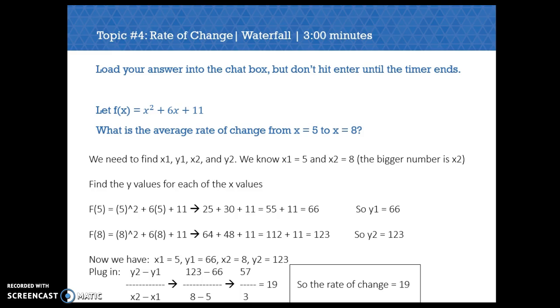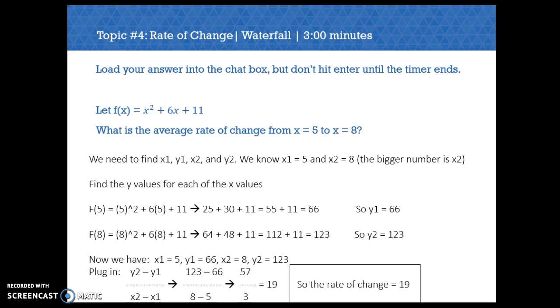So we plug in our first x. We plug in 5. 5 squared plus 6 times 5 plus 11 ends up giving us 66. So we plugged in x1 equals 5 and we got out y1, which is 66. Then we want to do the same thing for the second x value. We plug in x equals 8. So plug in an 8 anywhere you see that x. That gives us 8 squared plus 6 times 8 plus 11, which equals 123. So x2 was 8, and it gave us y2, which is 123.